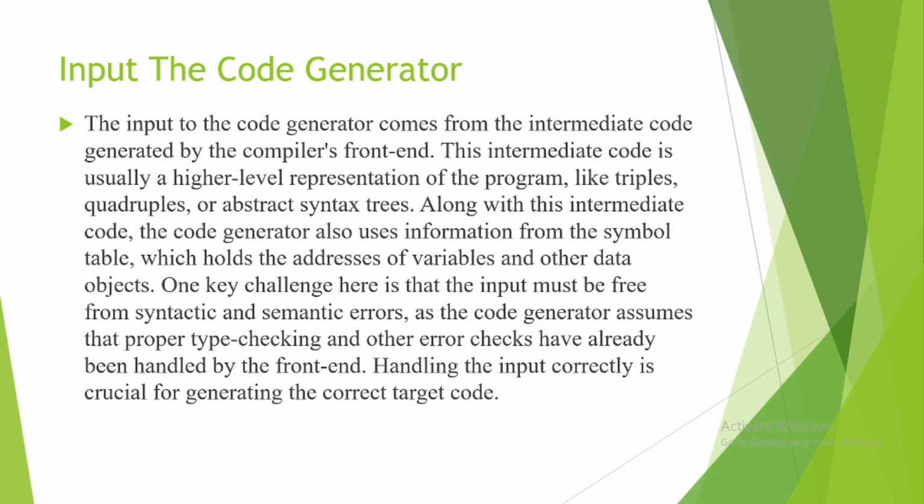Input to the code generator. The input to the code generator comes from the intermediate code generated by the compiler's front end. This intermediate code is usually a higher level representation of the program, like triples, quadruples, or an abstract syntax tree. Along with this intermediate code, the code generator also uses information from the symbol table, which holds the addresses of variables and other data objects.